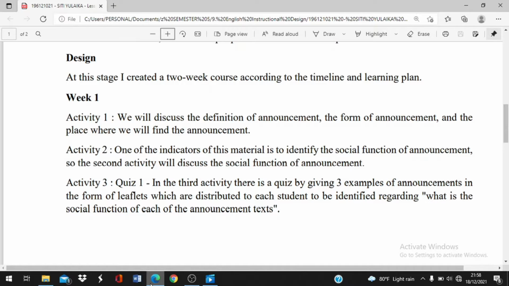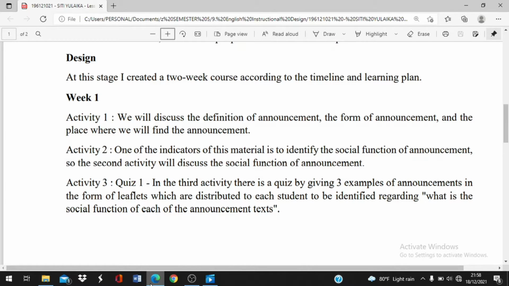Week 1, Activity 1, we will discuss the definition of announcement, the form of announcement, and the place where we will find announcements. Activity 2, one of the indicators of this material is to identify the social function of announcements. So, the second activity will discuss the social function of announcements.